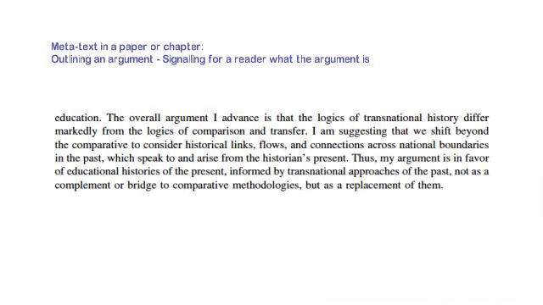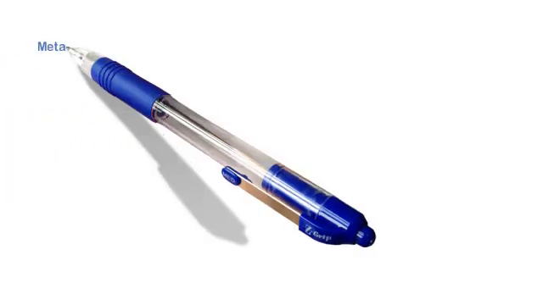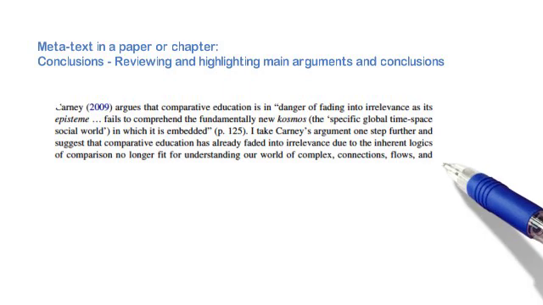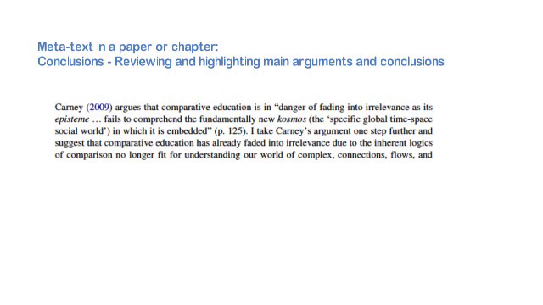You don't have to use I either. Here's another example of metatext in a paper or an overall chapter, and this is where we outline our arguments, where we signal for the reader what the argument is. The overall argument I advance is, and then she expands on it, I'm suggesting this, and then she makes sense of it. Thus, my argument is in favor of. And you don't have to use the I again. You can say the argument made in this paper is, but she's actually telling the reader quite clearly what the argument is.